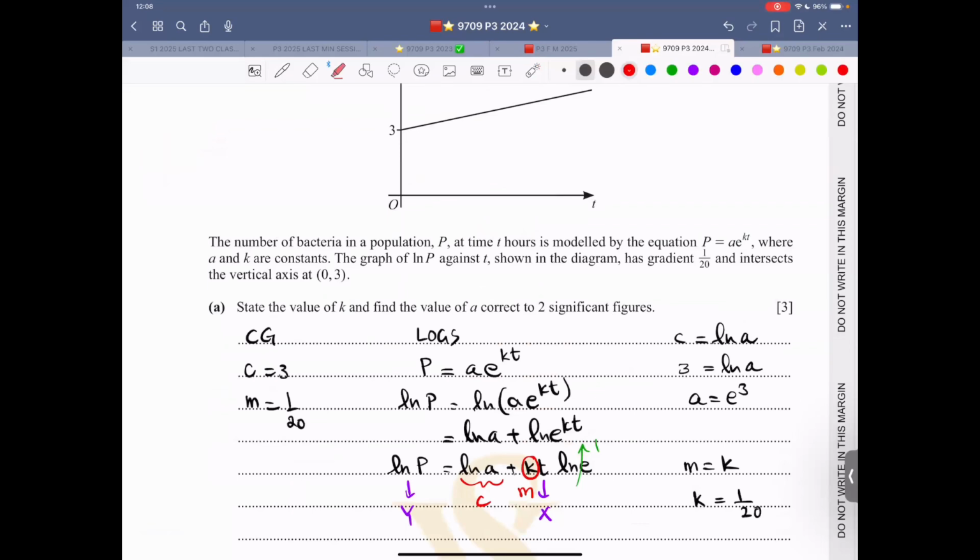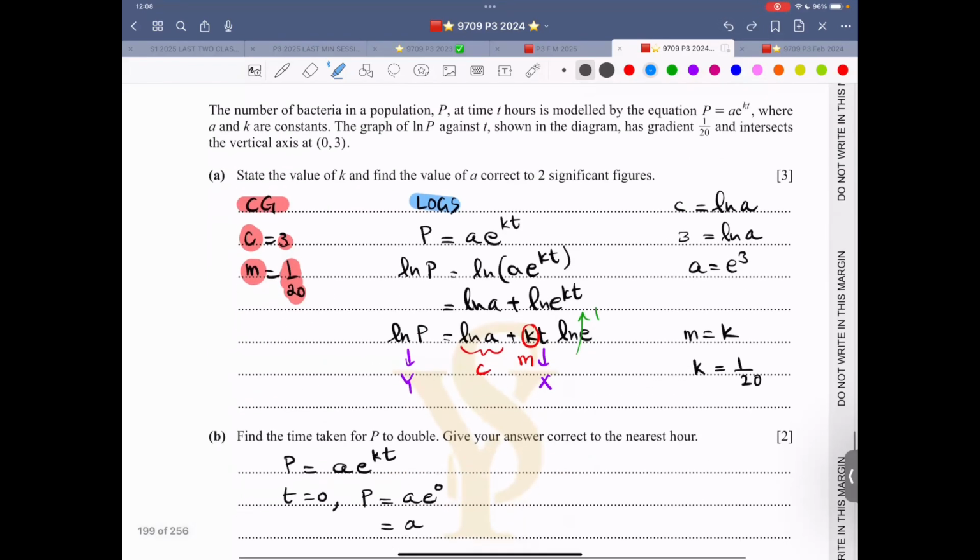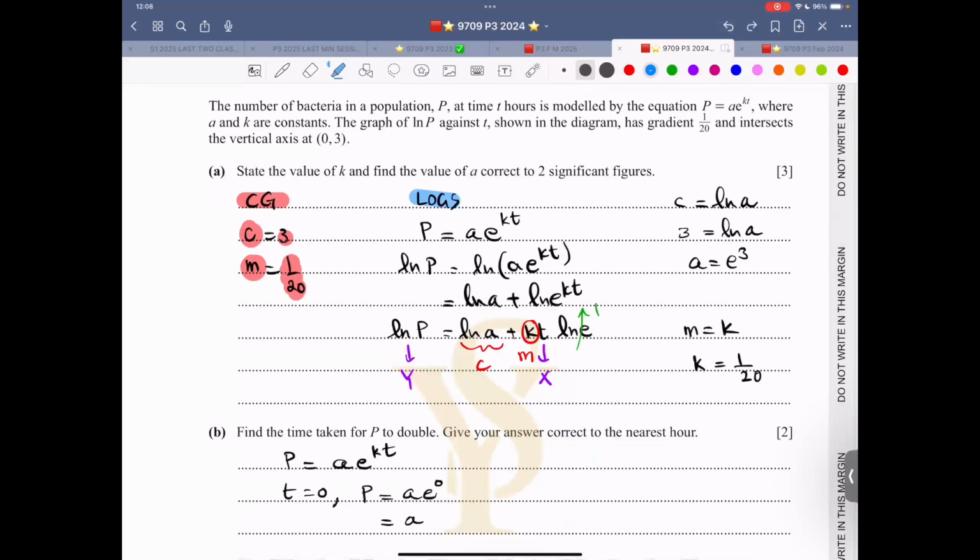Coordinate geometry, this part is already done. So coordinate geometry is done. Y-intercept is 3, gradient is 1 over 20. The logs part, take ln of both sides. So therefore, ln P is ln A plus kt ln of e. So this is your Y, this is your X, this is your C, and this is your M. So now this C is equal to ln of A. And C is 3. ln of A is 3. A is e raised to the power of 3.